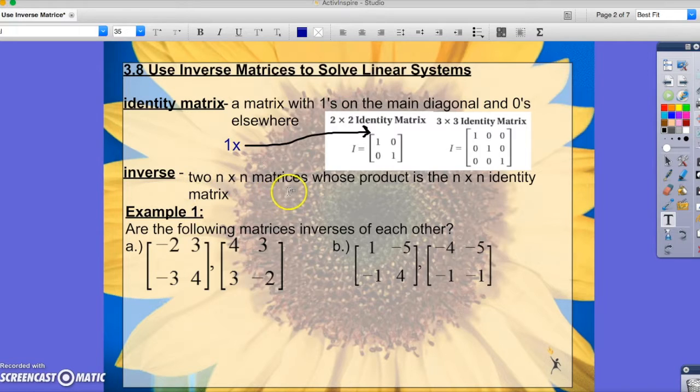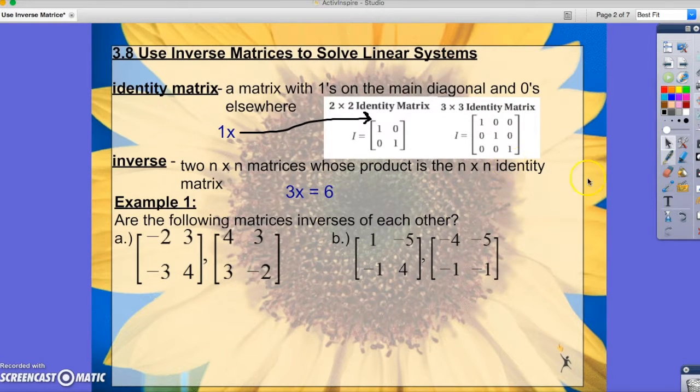Now an inverse, for instance, what if I give you 3x equals 6, right? How would you solve for x? Well, I divide by 3, right? But isn't that the same as saying multiply by a third? And whatever you do to one side, you have to do to the other. So multiplying by a third undoes the 3, right?